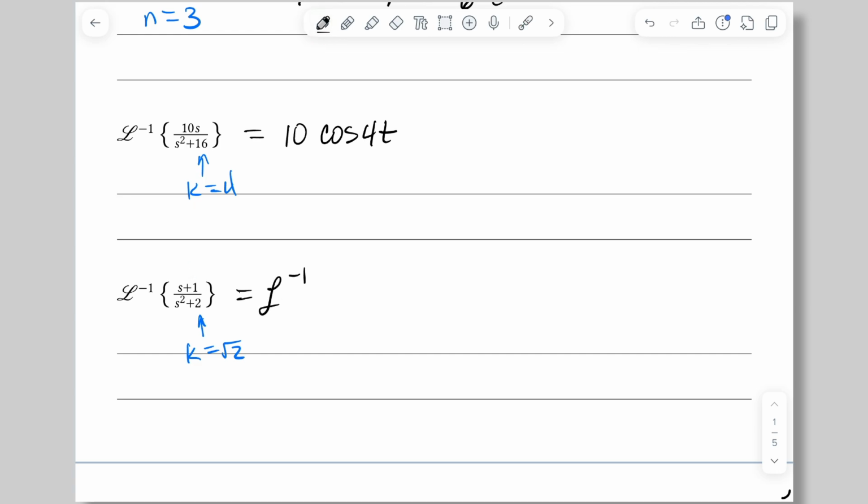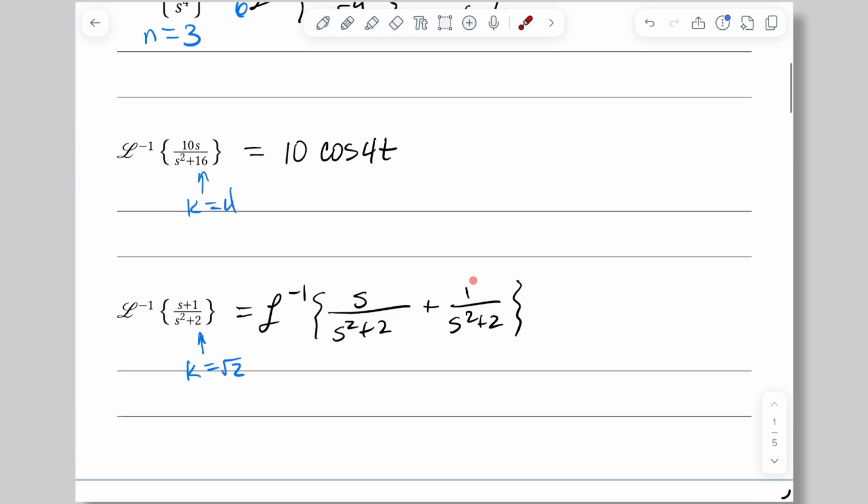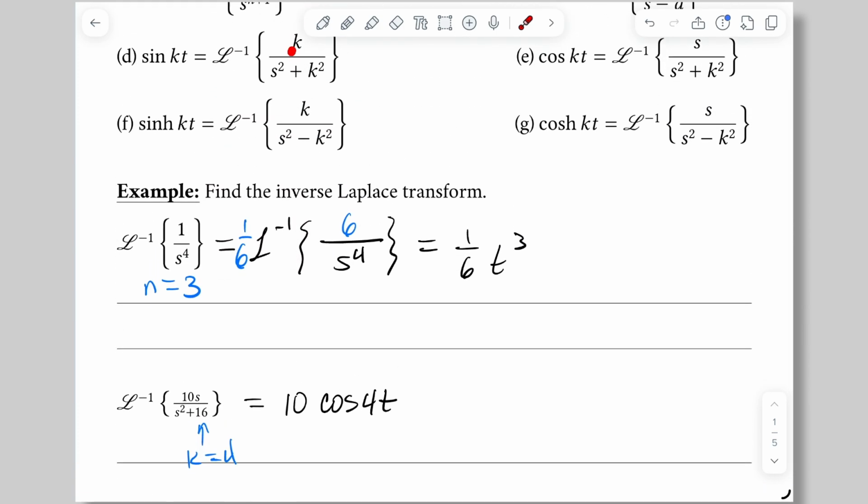I'm going to tell you that we're going to take that numerator and split it. We're going to make two fractions: s over s squared plus 2 plus 1 over s squared plus 2. It's the same k both times. With the s in the numerator, that's going to give us a cosine. With the 1 in the numerator, that's going to give us a sine, but remember, we were just talking about that k in the numerator.